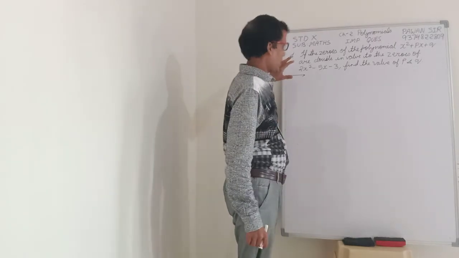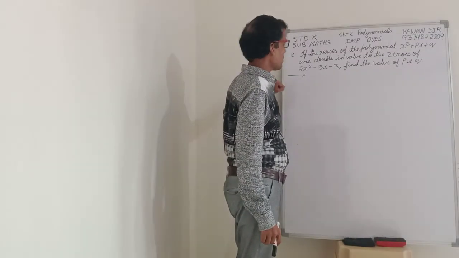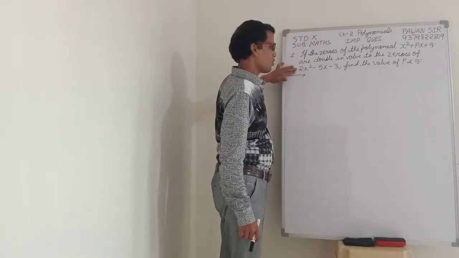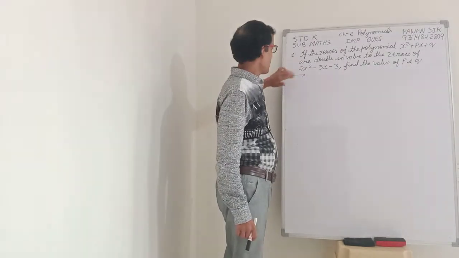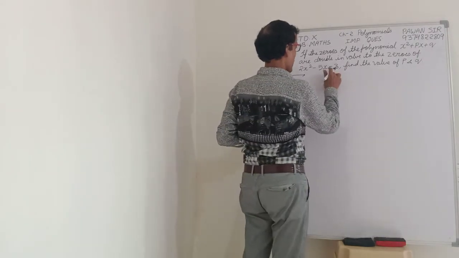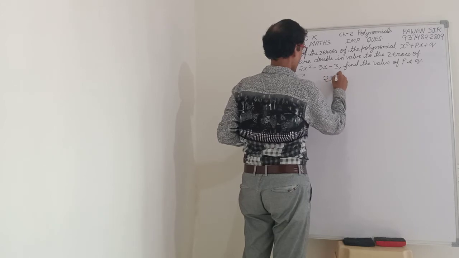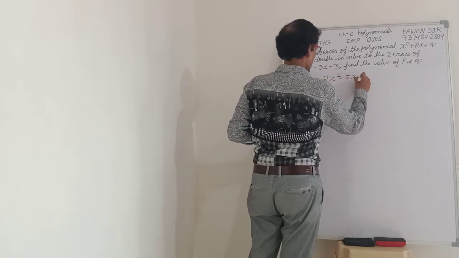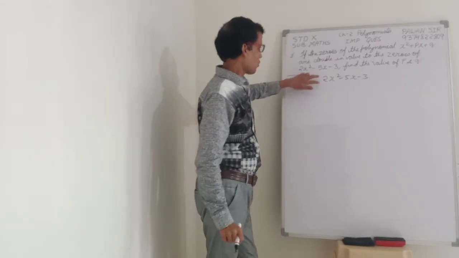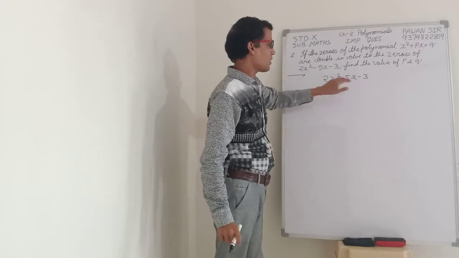So first, in the question, what is given? The zeros of this polynomial are double the zeros of this polynomial. So first we have to find the zeros of 2x square minus 5x minus 3. To find the zeros, we split the middle term.